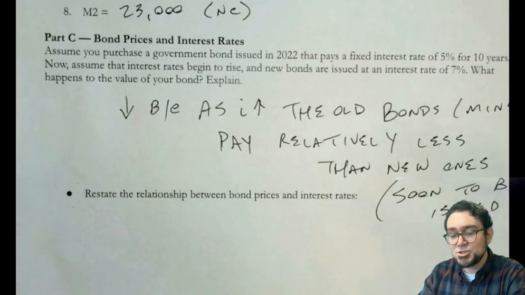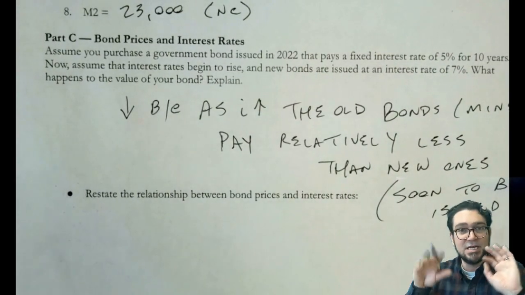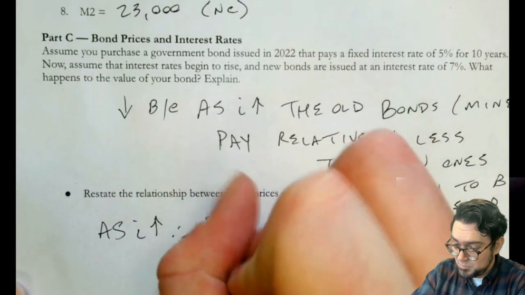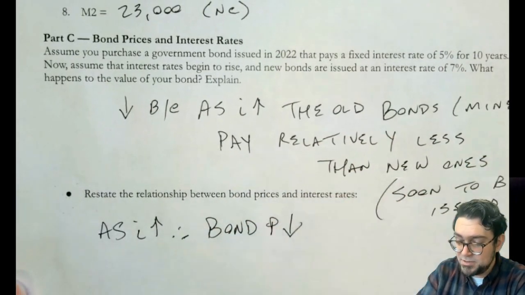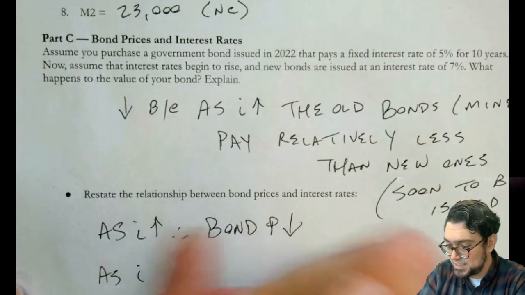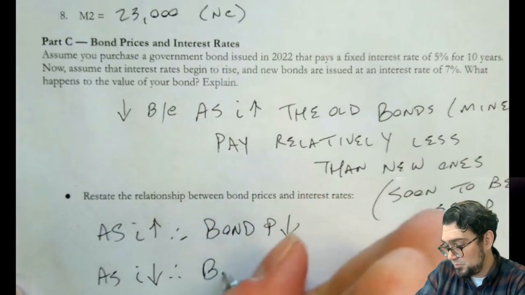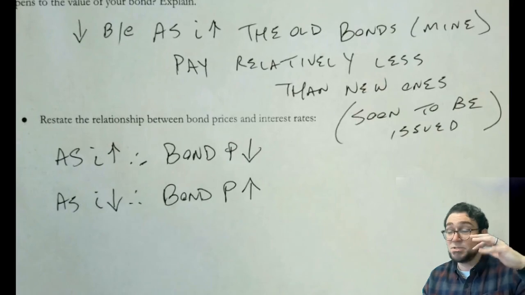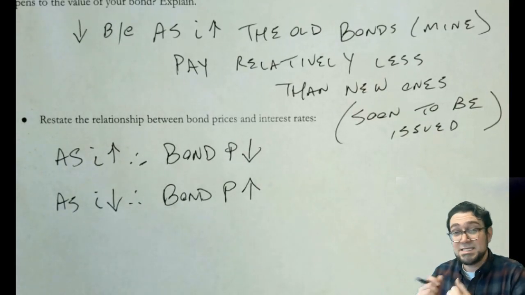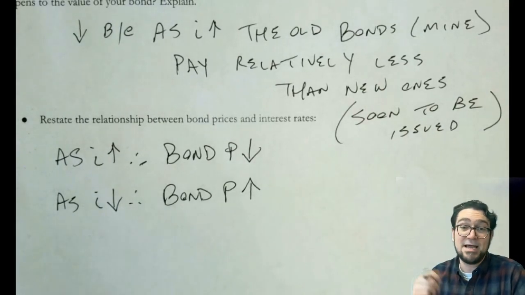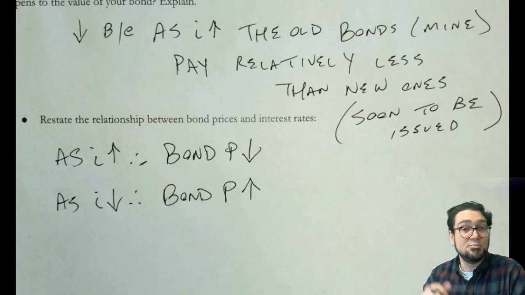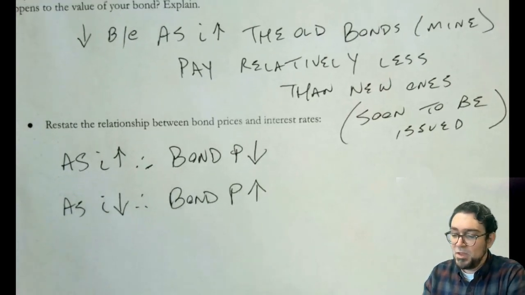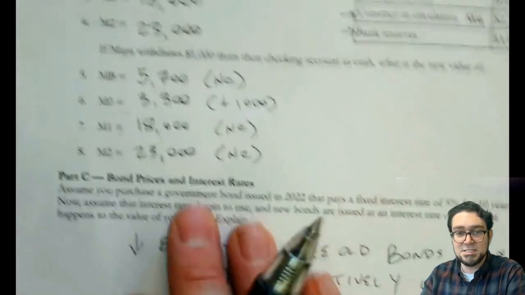We can restate the relationship between bond prices and interest rates as simply an inverse relationship. As interest rates go up, therefore bond prices go down, and as interest rates decrease, therefore bond prices go up. For the same reason, we would say that if interest rates were to fall, then the pre-existing bonds are more valuable because they pay a relatively higher interest rate. And so people would prefer the old ones to the new ones that are about to be issued at the lower new interest rate.